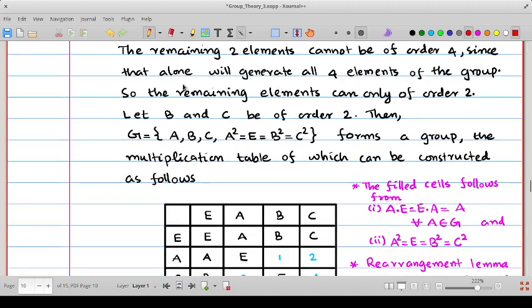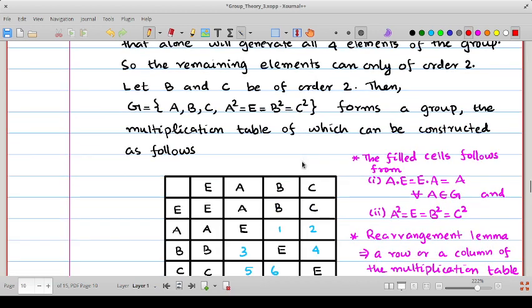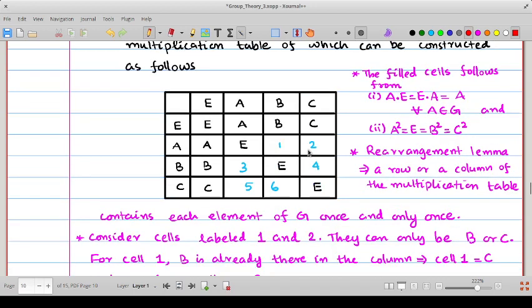But that is not all. This set of elements with these properties that we just stated, that A square equal to B square equal to C square equal to E, should also satisfy all the properties that are required for a group. So this can be checked easily in these cases of groups with fewer elements, like orders 4, 5, 6, etc., with the help of the multiplication table, writing out the multiplication table explicitly.